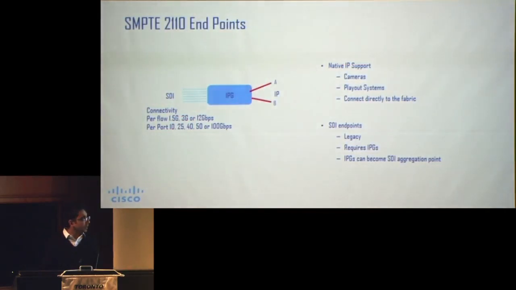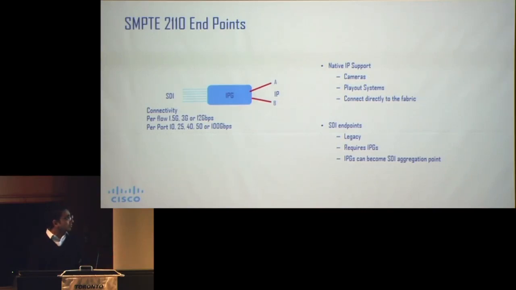So let's look at a couple of flavors of 2110 endpoints. Right? There are companies coming out with cameras which support native IP and do 2110 natively. The other example is playout systems, which have native IP support. And all these kinds of endpoints, you can just directly connect to the network because they support IP natively. Whereas if you look at the legacy SDI endpoints, these endpoints basically need something called an IP gateway between the endpoints and the network. These IP gateways convert an SDI signal into an IP signal.